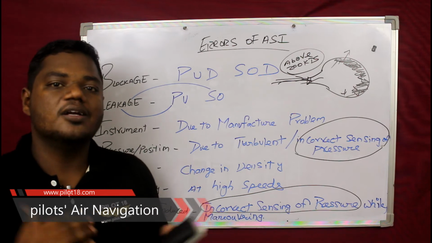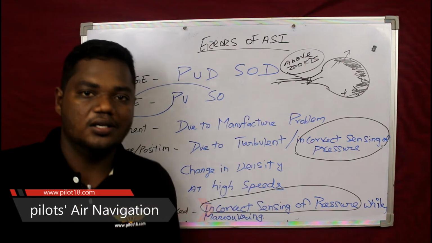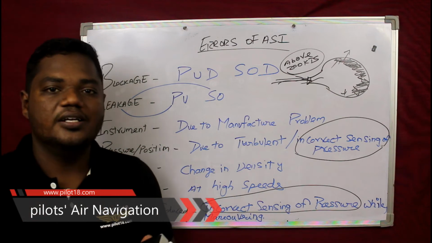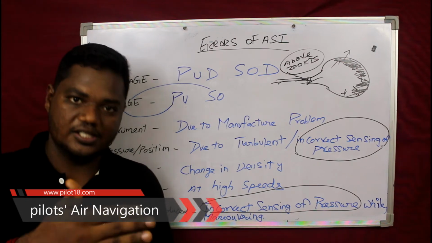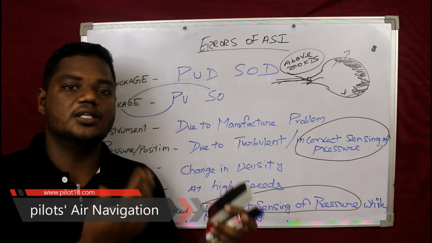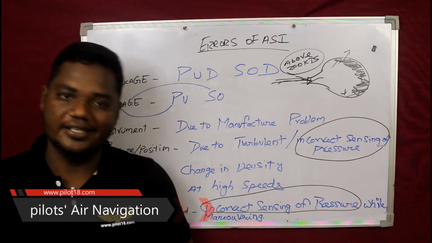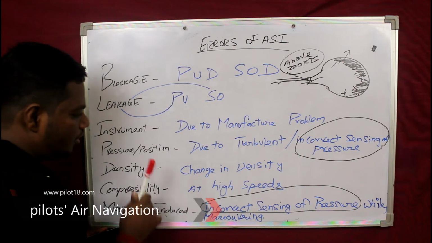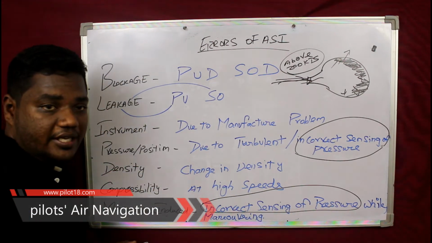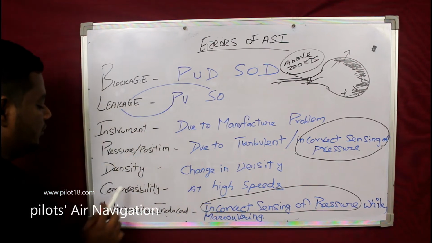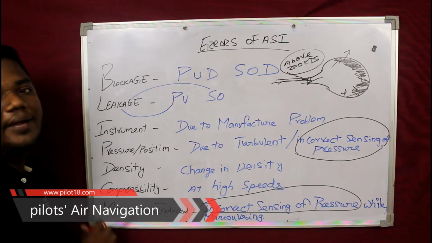So when you do this maneuver rapidly, the pitot and static, since they are moving rapidly up and down, left and right, will sense the pressure incorrectly, because for them to measure the pressure correctly, they should be free of disturbance. If you disturb the pitot and static tube, that disturbance can come either from the air or your maneuver. So when it gets disturbed, it will give an incorrect reading. Incorrect reading due to position or turbulence is known as pressure or position error. Incorrect sensing of pressure due to you maneuvering the aircraft is known as maneuver induced error. Okay, so there are a total of 7 errors: blockage, leakage, instrument, position or pressure, density, compressibility, and maneuver induced error.